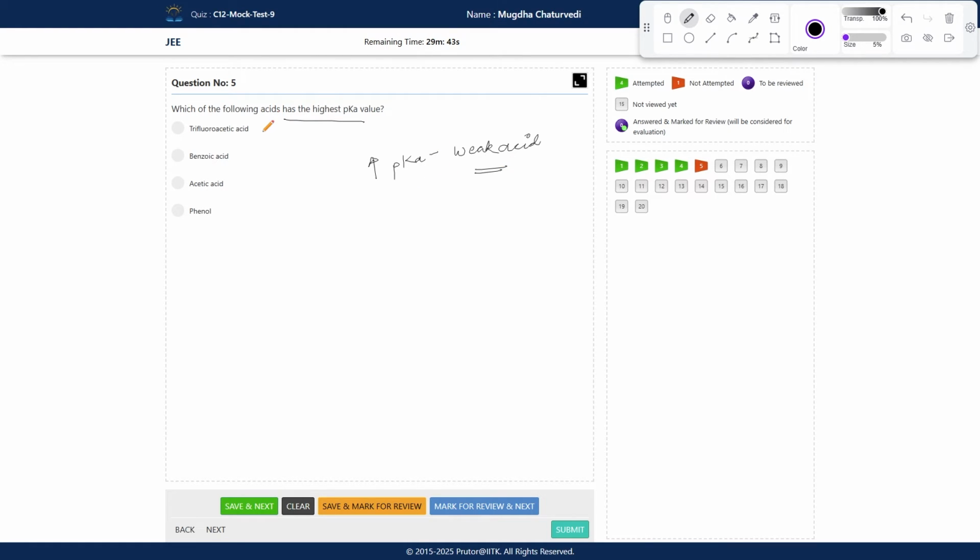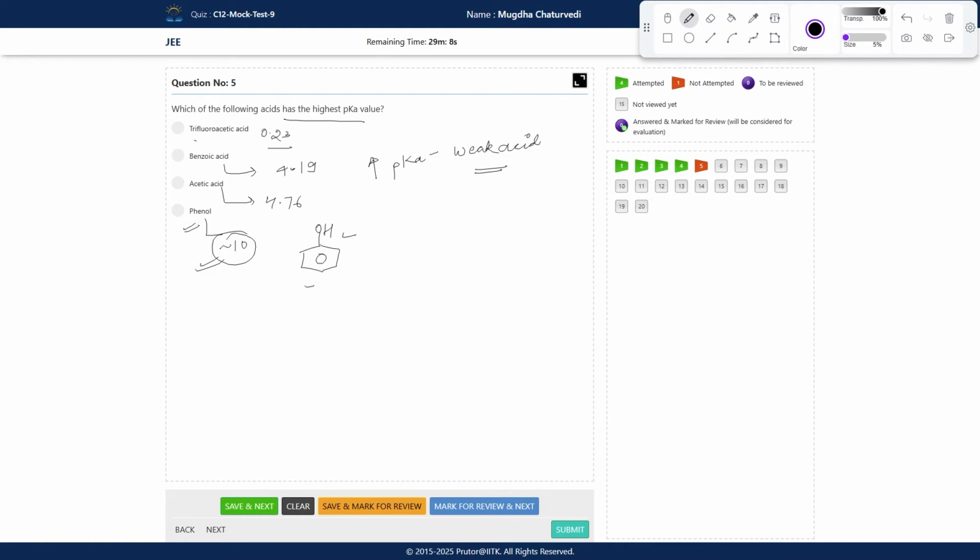If I talk about trifluoroacetic acid, its pKa value is around 0.83. Benzoic acid is 4.19. Acetic acid is 4.76, and phenol is nearly around 10. So phenol has the highest pKa value, and in this case phenol will be the least acidic. This is the case where a hydroxyl group is directly attached to a benzene ring, which is phenol.